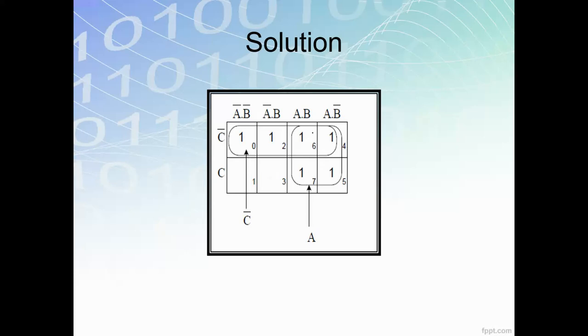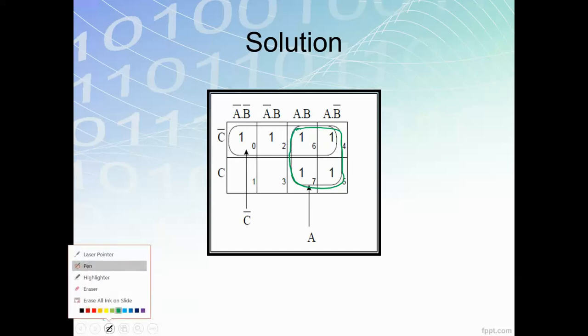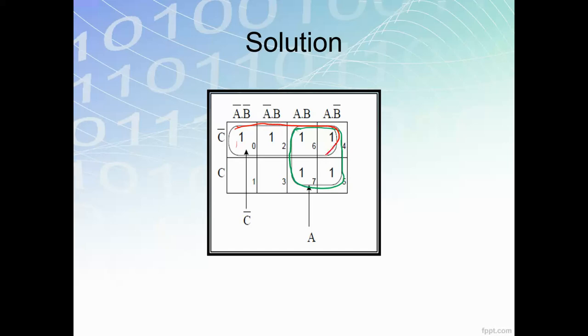So now we draw the loops. Here we can make 4 loops at once. Okay, so we get 4 loops, so your Boolean expression is more simplified. And then this one we have 4 loops, horizontally, this one, which I colored red. Alright.